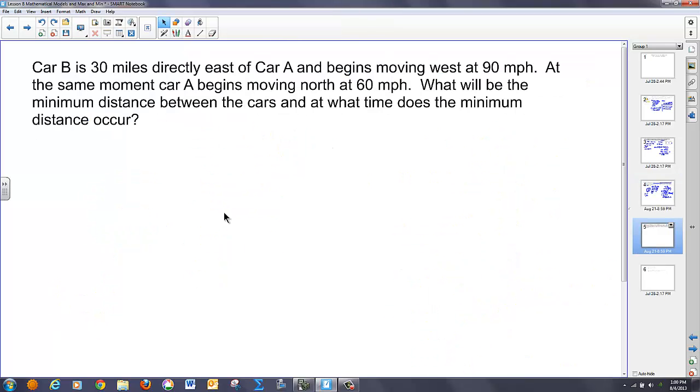Alright, so this next problem is going to shake it up a little bit. We've got a situation where solving the problem is going to be geometric in nature, but it's not going to involve a geometric figure per se. I have a situation where I have two cars, A and B, and they're 30 miles apart, B being directly east of A. And at a moment in time, car B is going to be moving to the west, and car A is going to be moving north.